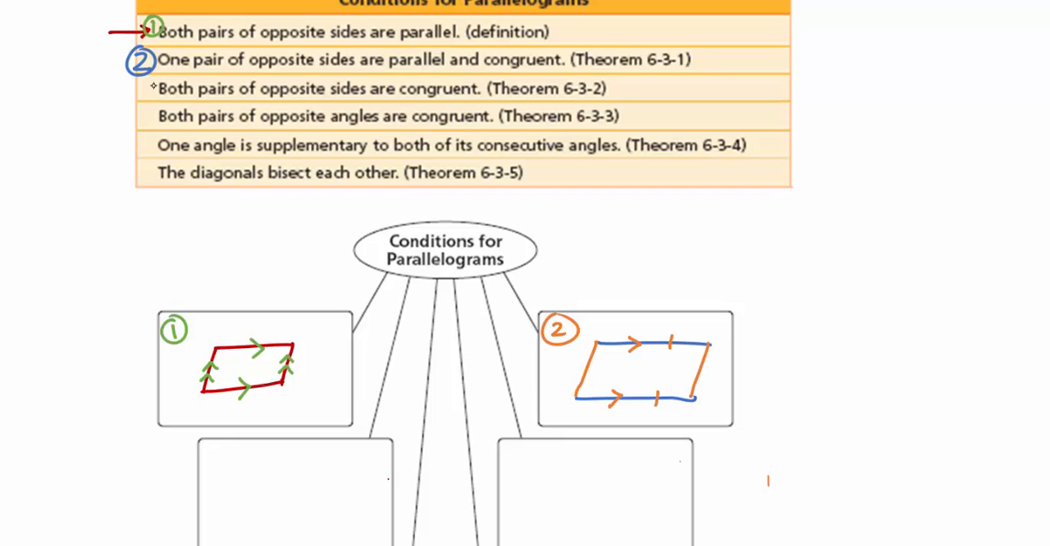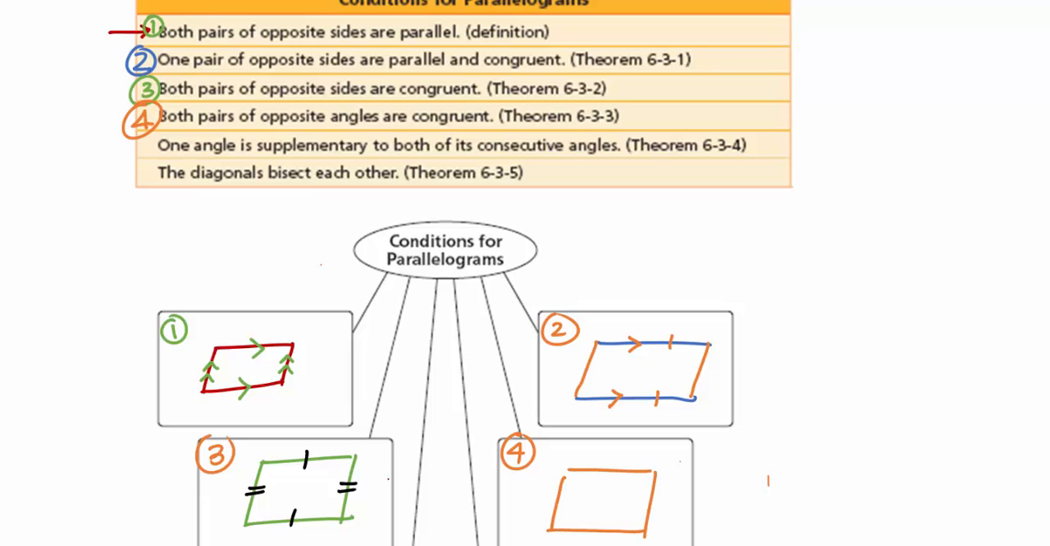So the third condition that could be met is that both pairs of opposite sides are congruent. So again, you can have a parallelogram or a shape out in space, and if I tell you that those sides are congruent and those sides are congruent, it has to be a parallelogram. So another one. Let's say both pairs of opposite angles are congruent. That's the one we just had. So if I tell you that this angle is congruent to that one, and this angle is congruent to that one, you know you have to have a parallelogram.